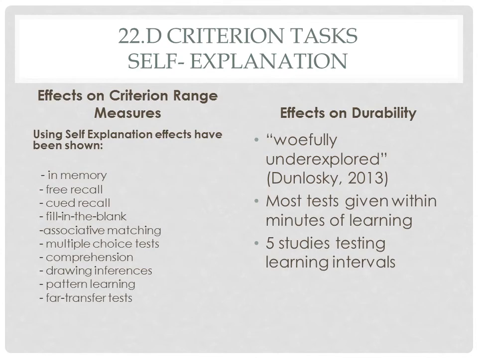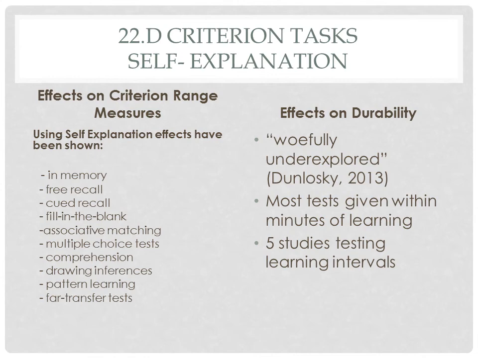Self-explanation has been shown in research to cover many criterion measures. Effects of self-explanation have been shown in tests of memory, free recall, cued recall, fill-in-the-blank tests, associative matching, and multiple choice tests. Research has also concluded that self-explanation affects text learning such as comprehension, drawing inferences, implied information, and far transfer tests. These are tests that include questions that have not been included in regular practice.